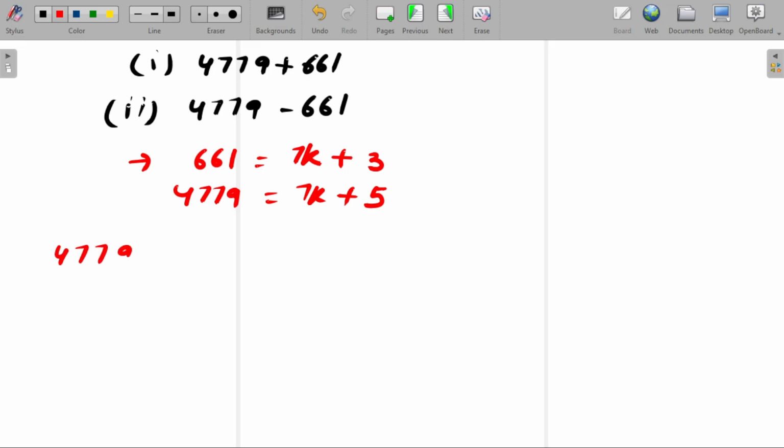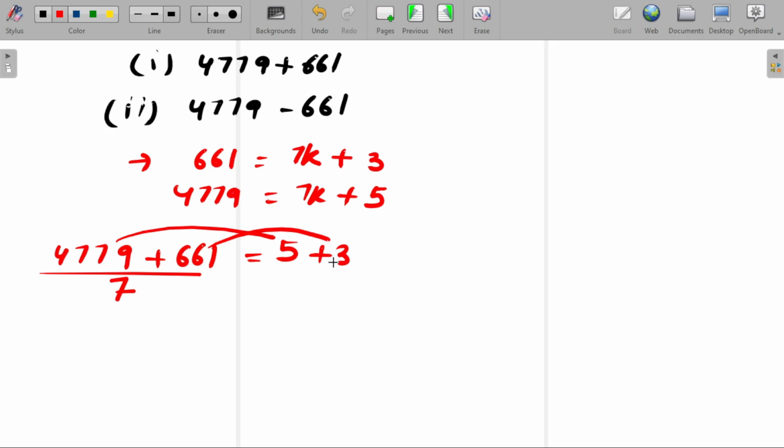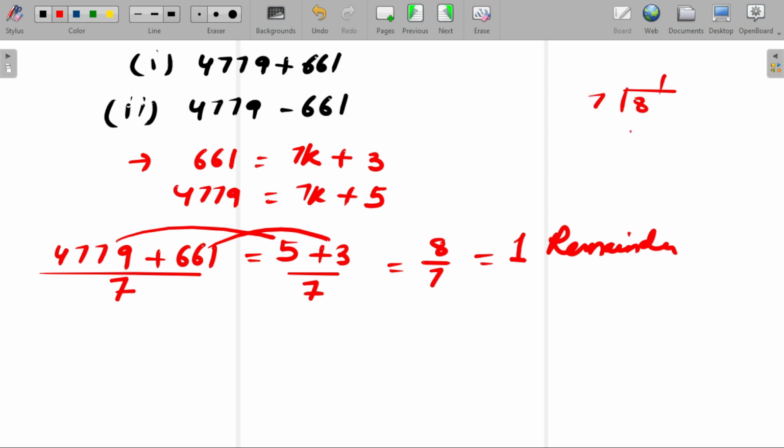So let's add it. 4779 plus 661 when divided by 7: 4779 leaves the remainder 5 and 661 leaves the remainder 3. By adding, we get 8 by 7, and when we divide them, we get 1 as a remainder. I hope this is clear to you. जब आप 8 को 7 से divide करेंगे, you will get 1 as a remainder.